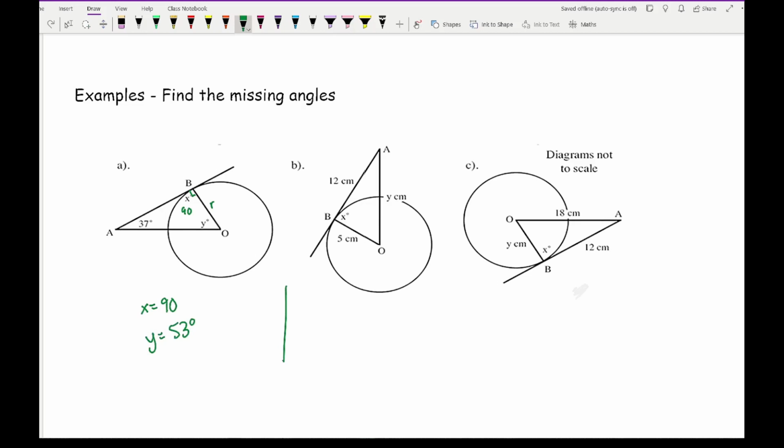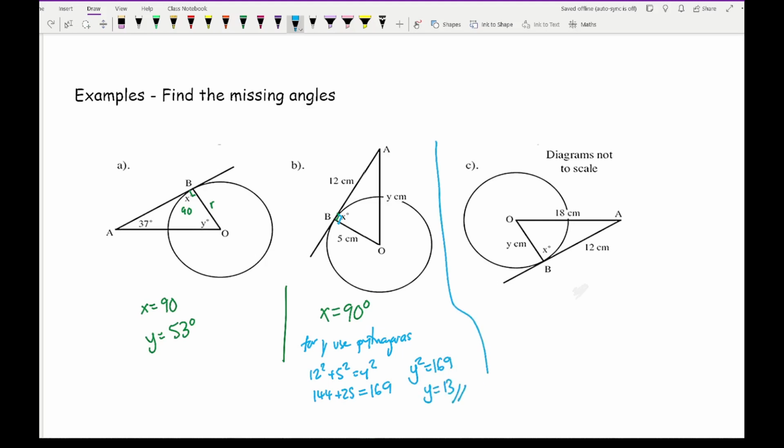Then for B, again this is a tangent, so all I need to do is recognize that X equals 90 degrees. And then to work out Y, which is the length, you can see that because it's a right angle and I've got a triangle, it's going to involve Pythagoras. So for Y, we need to use Pythagoras. Working out Y is going to be the hypotenuse, or C. So I've got 12 squared plus 5 squared equals Y squared. So it's 144 plus 25, which equals 169. So Y squared equals 169, so Y equals 13.